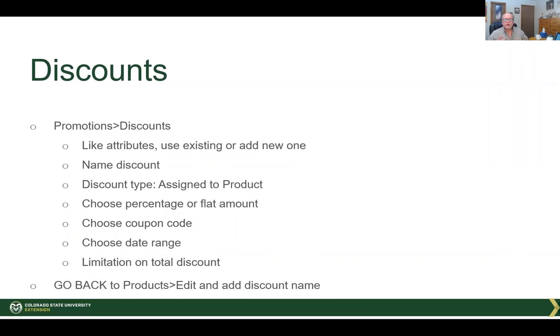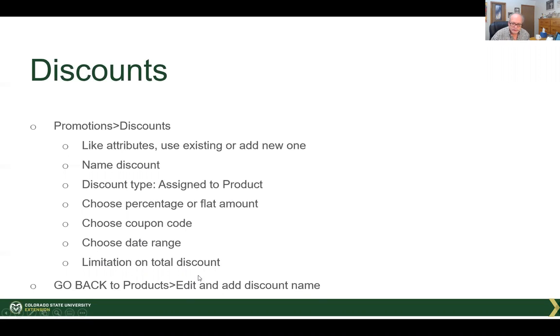Discounts are next. This involves a couple of steps. It's a little bit like attributes. You use an existing one or add a new one. You name your discount. You assign the discount type, which will be assigned to a product. You can choose a percentage or a flat amount. You can choose a coupon code if you like, a date range if you like, and you can also limit the total discount available here. You're not done yet. After you save that discount, you've got to go back into your products and add that discount name to your product. So there's a 2-step process.